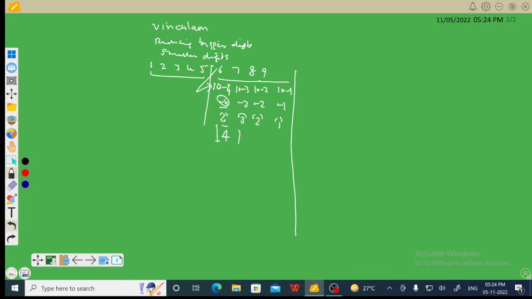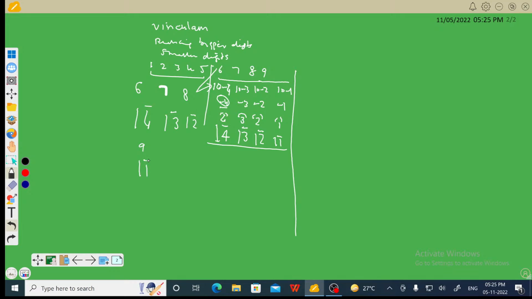Here it is written 1 and a 3 bar. Here it is written 1 and 2 bar, and it is 1 and a 1 bar. See, when we are having digit 6, we will rewrite it as 1 and 4 bar. 6 is 4 deficient, 4 steps less than 10. 7 is 3 steps less than 10. 8 is 2 steps less than 10. 9 is 1 step less than 10.